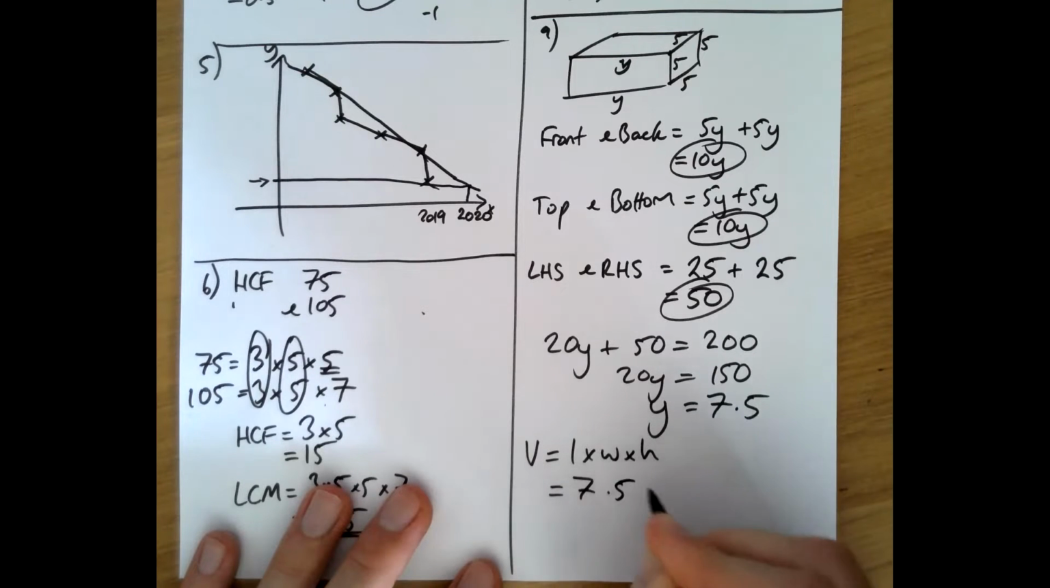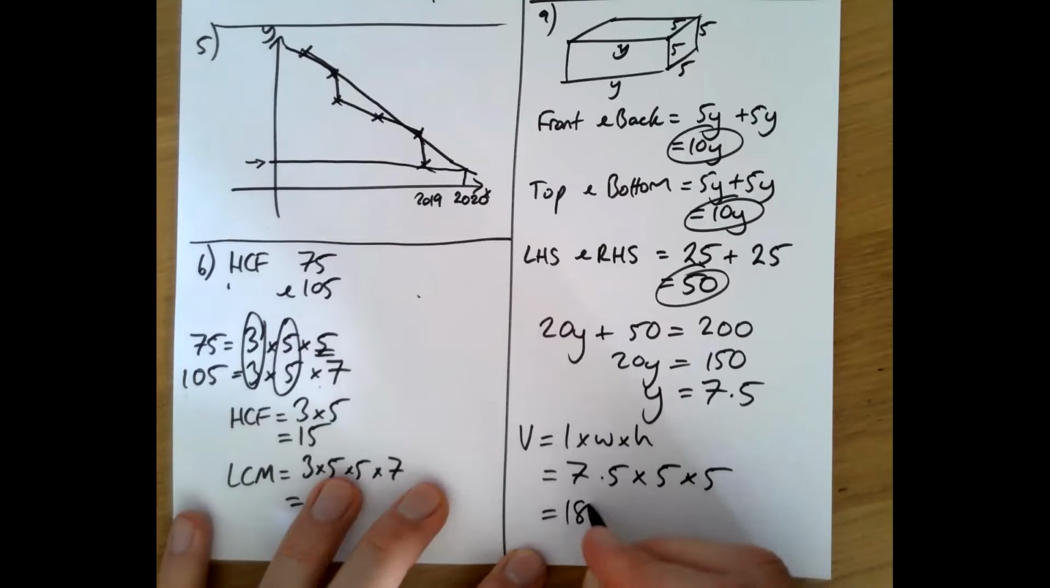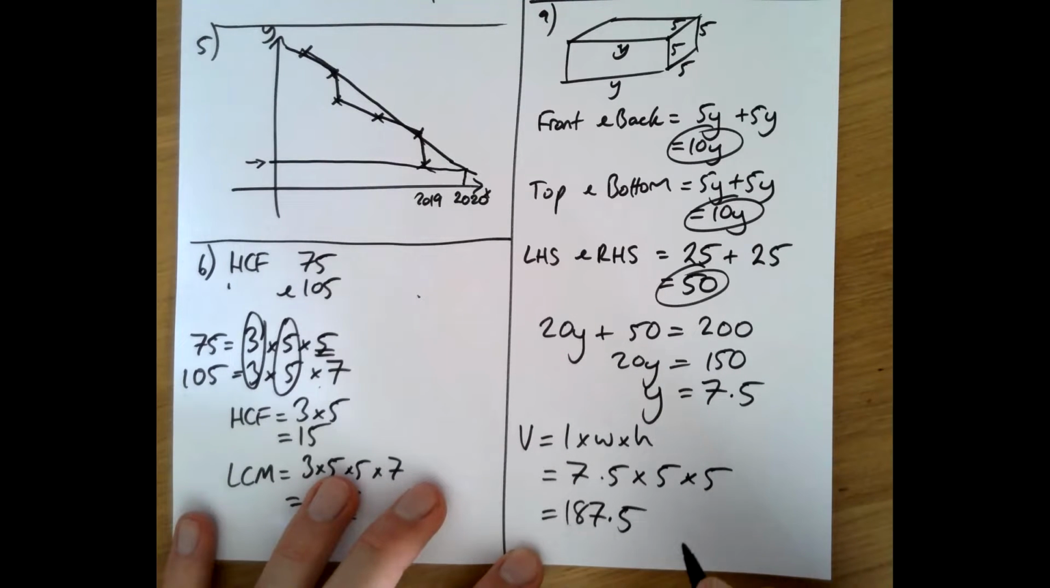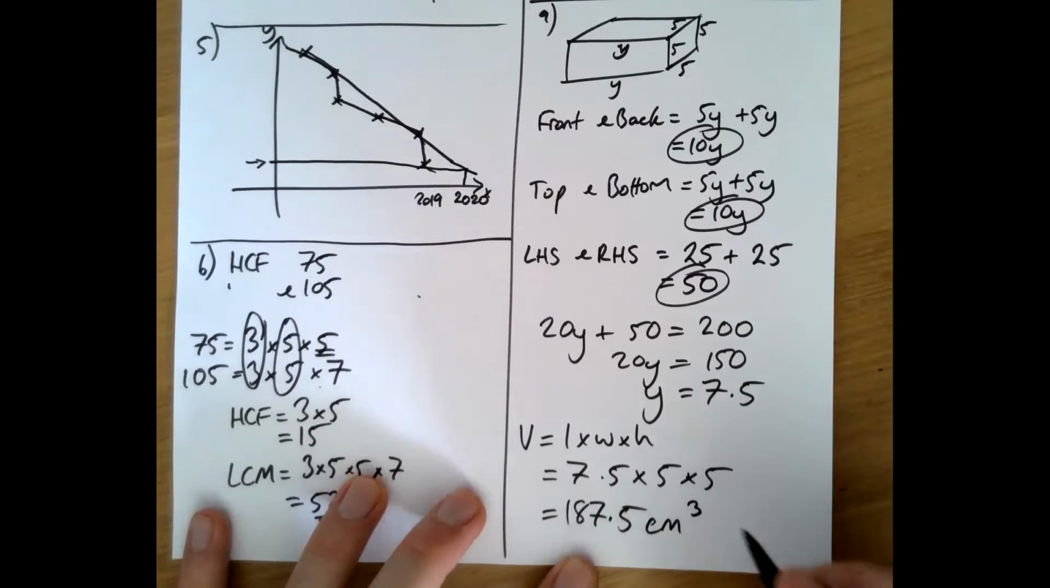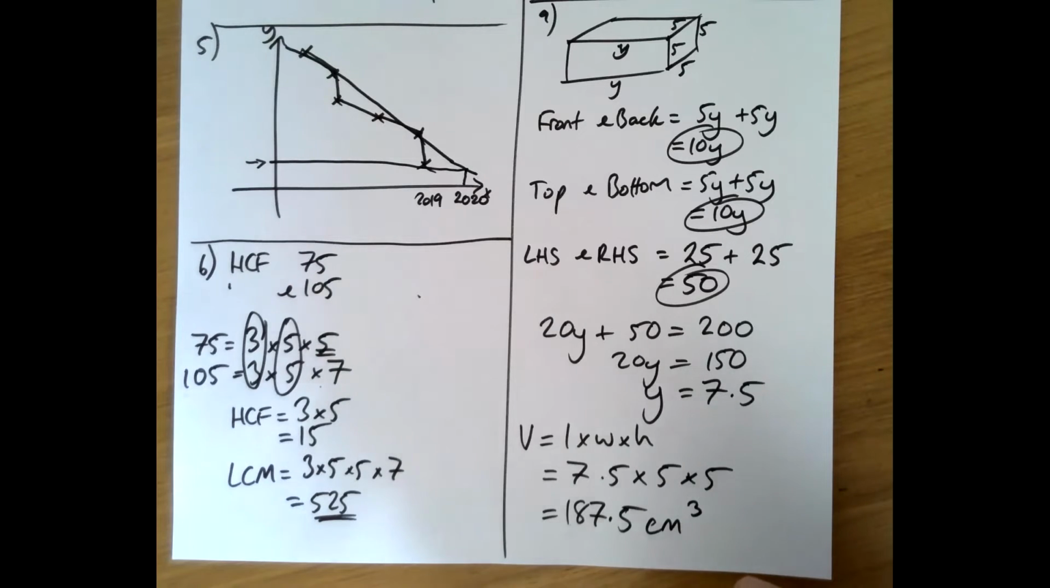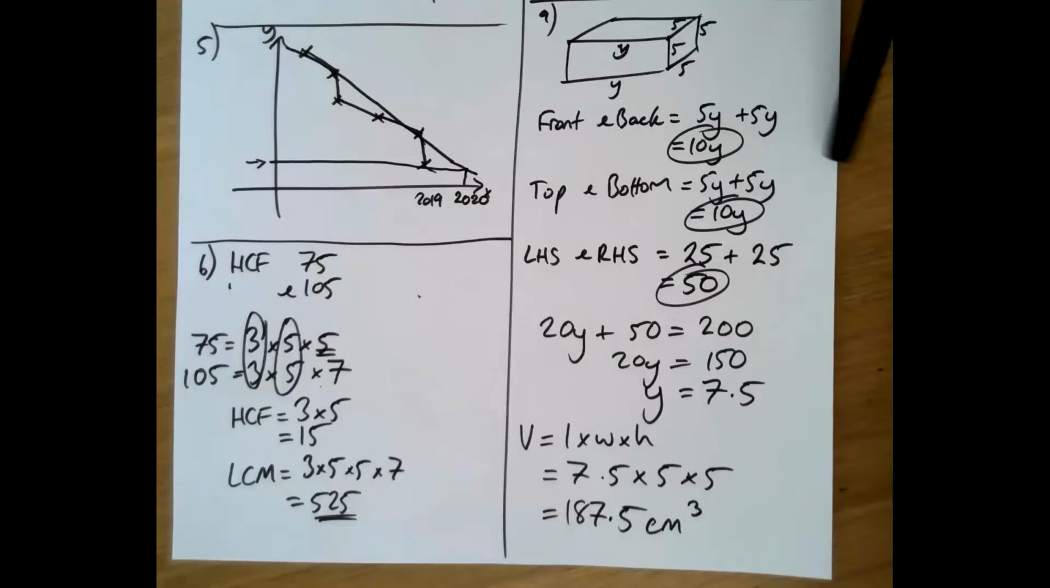So we've got 7.5 times 5 times 5. Type all that into your calculator and you get 187.5. What are our units? Centimeters. I'm doing centimeters times centimeters times centimeters, so my units are going to be centimeters cubed. Okay, that's a lot of work. 3 marks. Okay, so that was 9A.